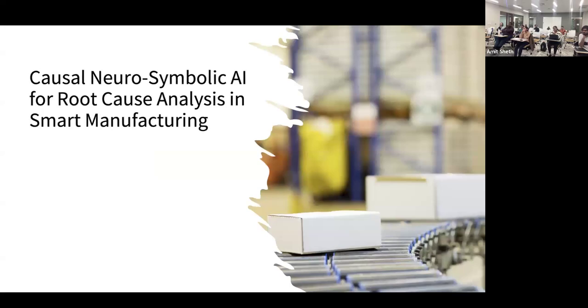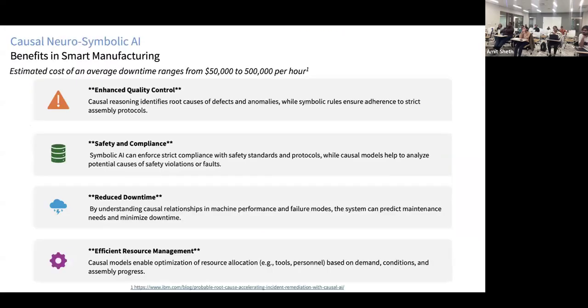Now coming to the root cause analysis problem in smart manufacturing. So typically what happens if there's a downtime in any factory, that downtime can cost the industry or that company anywhere from 50,000 to 500,000 per hour. That's a huge amount, a huge loss for the industry or the company in that case. So how can these causal neuro-symbolic AI techniques help?